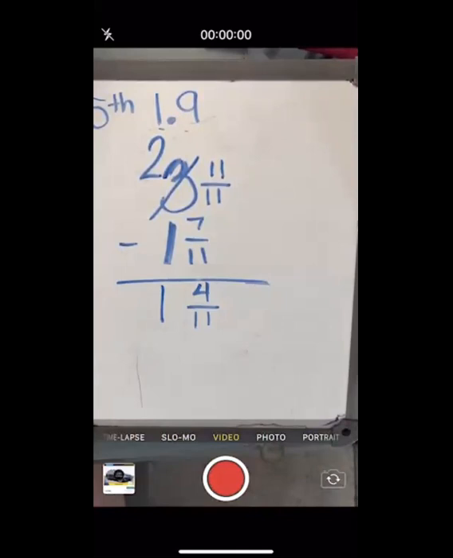Can I make it any smaller? I'm not very good at simplifying. That's okay, honey. 11 can't be divided by anything, can it? It's also prime. I can't divide 11 by 2. I can't divide it by 3. I can't divide it by 4. I can't divide it by 5. That's it.